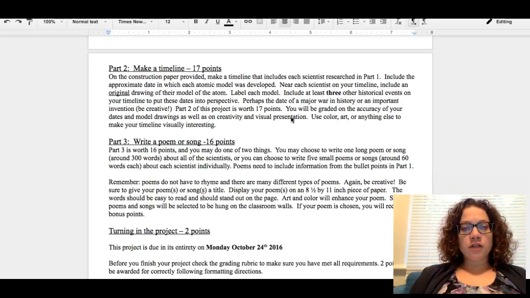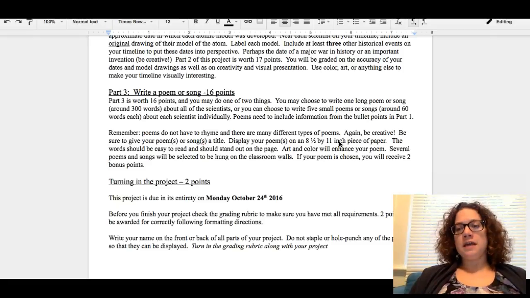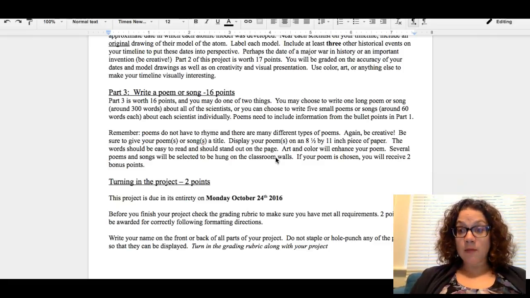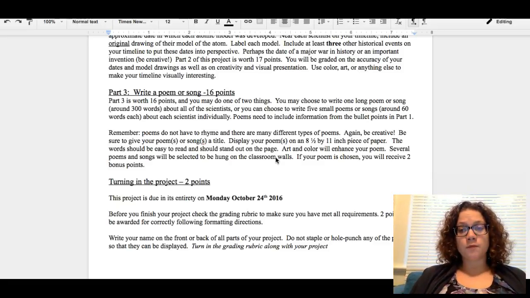Now the lyrics to that are going to be on an 8.5 by 11-inch piece of paper. That's a regular computer paper. So write out your poems or poem, type it up, and then make it pretty. You're going to make sure that it looks pretty because I'm going to hang them up either in our classroom or in the hallway. I haven't decided yet. But your timeline needs to be on that big construction paper, and your poem needs to be on a regular sheet of computer paper.